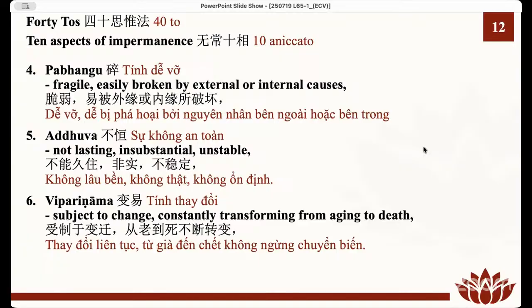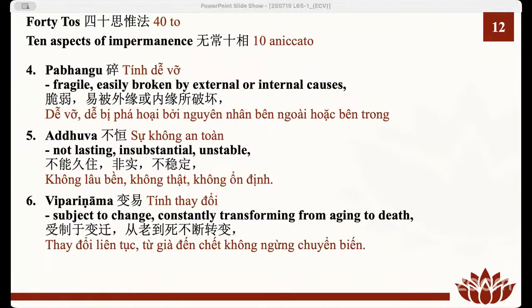So this is also very simple. We have many internal causes, such as aggregates internally. We have many other internal conditions, many other internal causes. Similarly, many other external causes, like for example weather, temperature, anything. Also we can say food, everything. Internally, like a mind, the cause of feeling, they are also easily broken. That's why we call papangu.